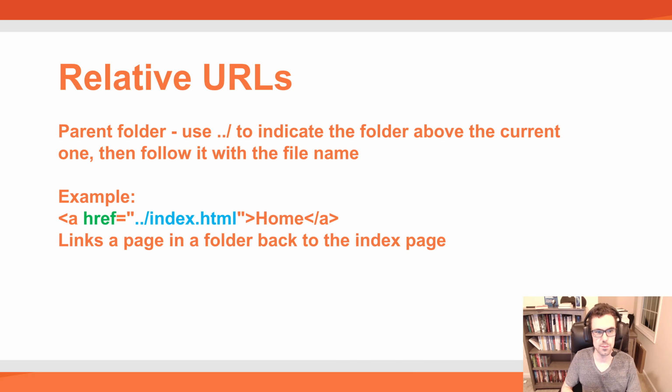And then lastly, you have the parent folder, and it uses .. to indicate the folder above the current one, and then follow it with the file name. So if you want to go backwards in a directory, you have to use this methodology. This basically links a page in a folder back to the index page. As a result, you notice the file we put was index.html. This is especially useful for things like the navigation, because obviously you're going to need to get back to the original home page, and that's why you would need a parent folder relative URL.